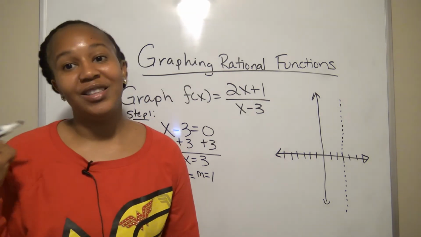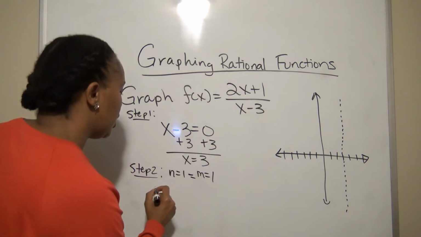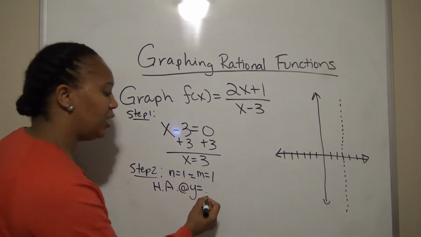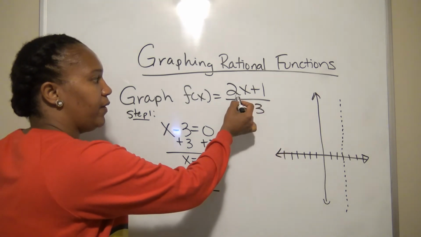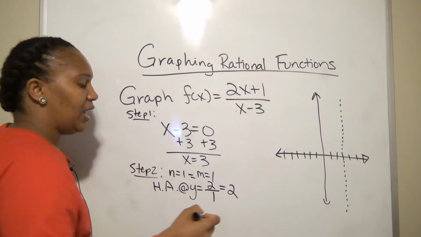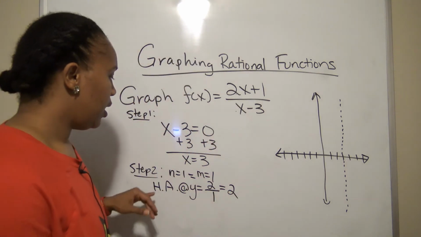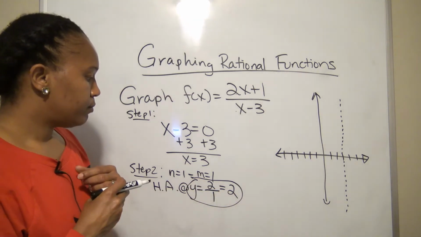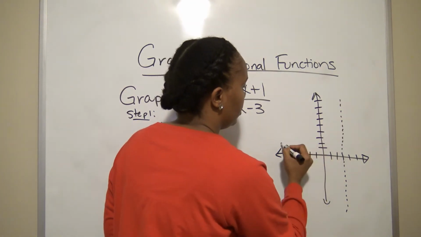Again, you need to go back and watch the other video if you don't understand what a case 2 is. But in case 2, you end up with the horizontal asymptote at y equal a over b, where a is the leading coefficient of the numerator and b is the leading coefficient of the denominator. So the leading coefficient of the numerator is 2. The leading coefficient of the denominator is 1. Again, leading coefficient is the coefficient in front of the term with the biggest exponent. All right, so that means that y equal 2, you have a horizontal asymptote. So go to 2 on your y-axis and draw a horizontal line.